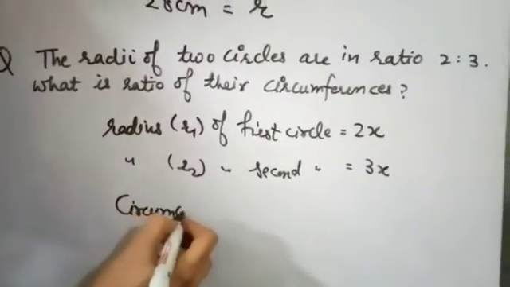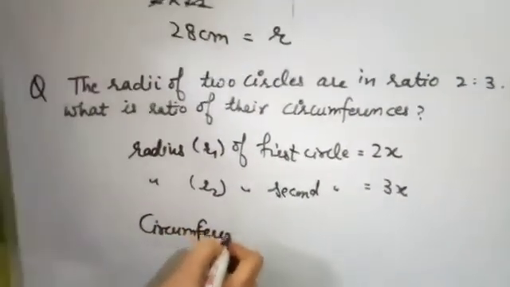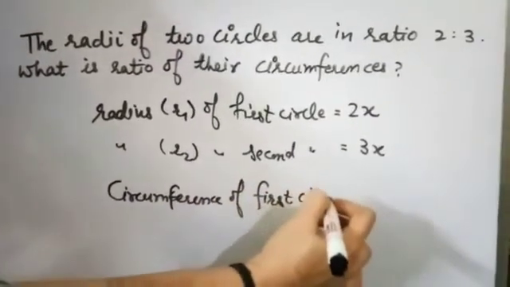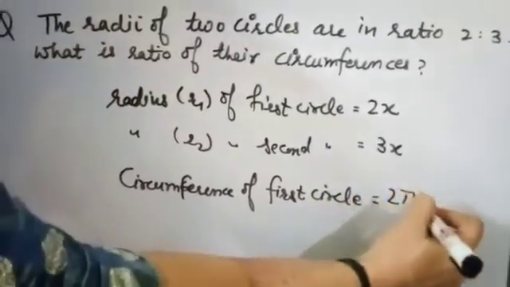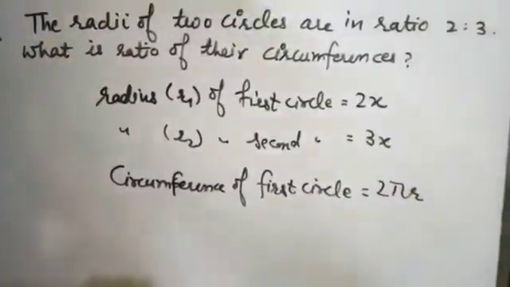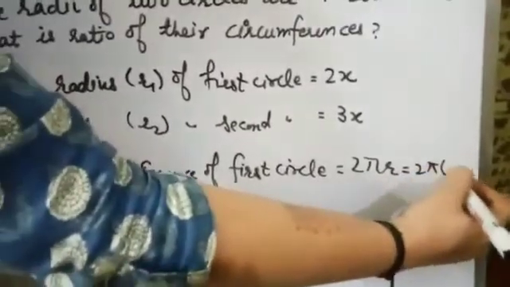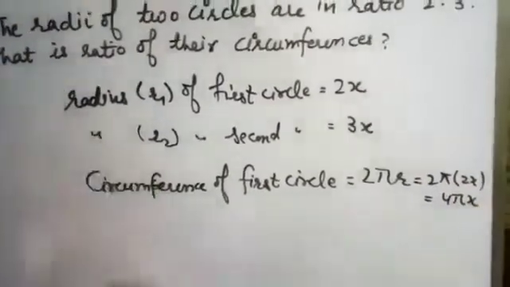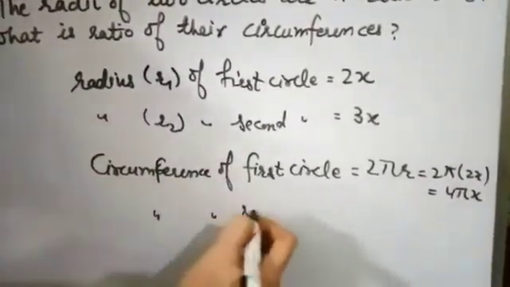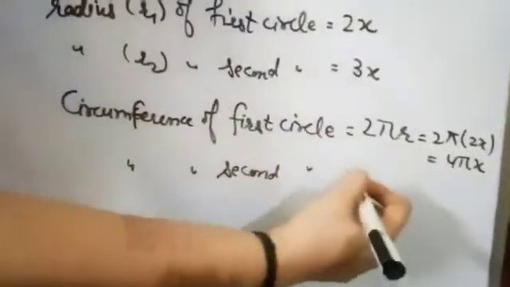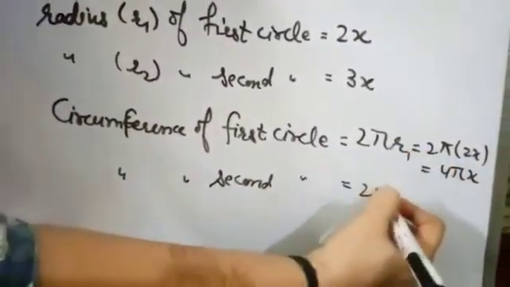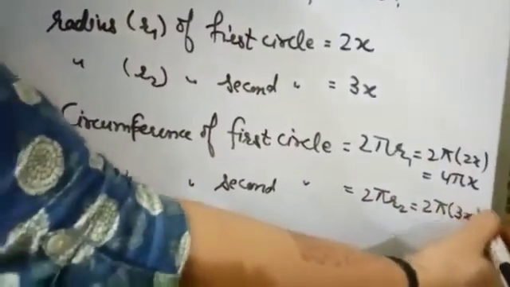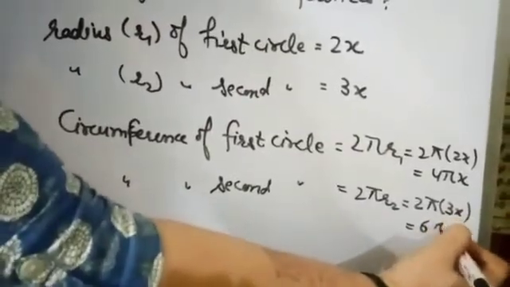Circumference of the first circle is 2πr1, where r1 is 2x. So 2π into 2x, that is 2 2s are 4πx. And now the circumference of the second circle is 2πr2, and the value of r2 we know is 3x, and now 2 3s are 6πx.